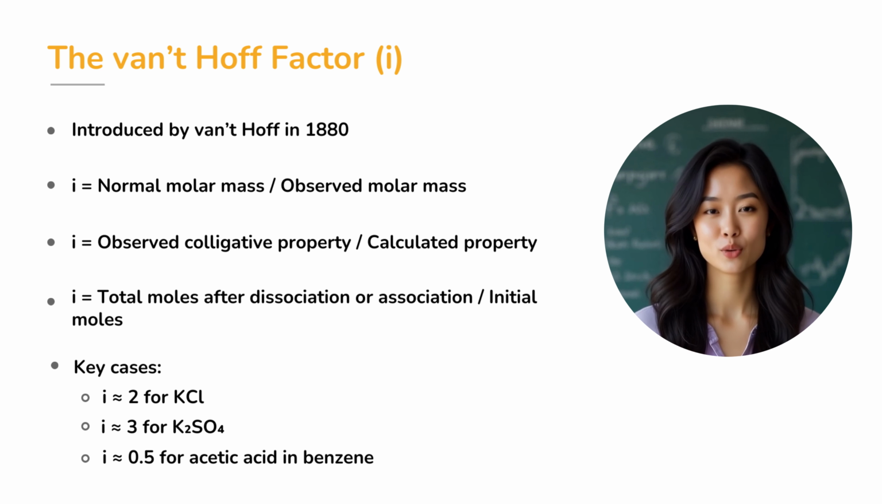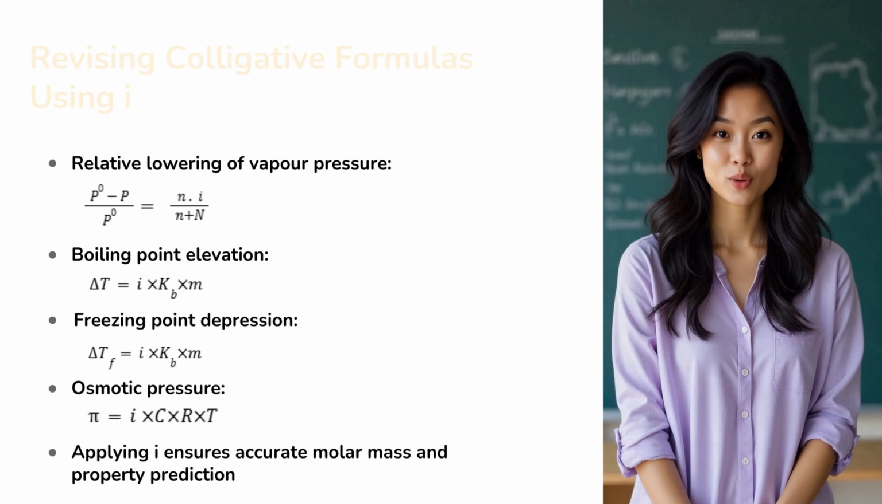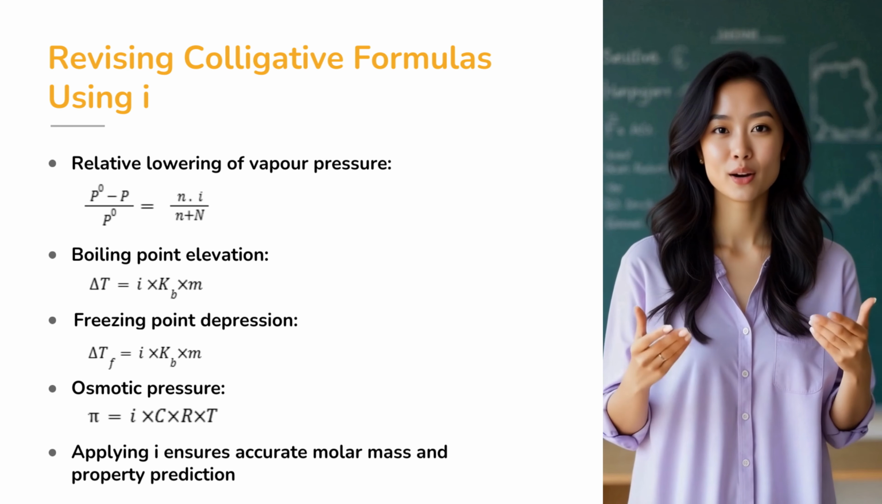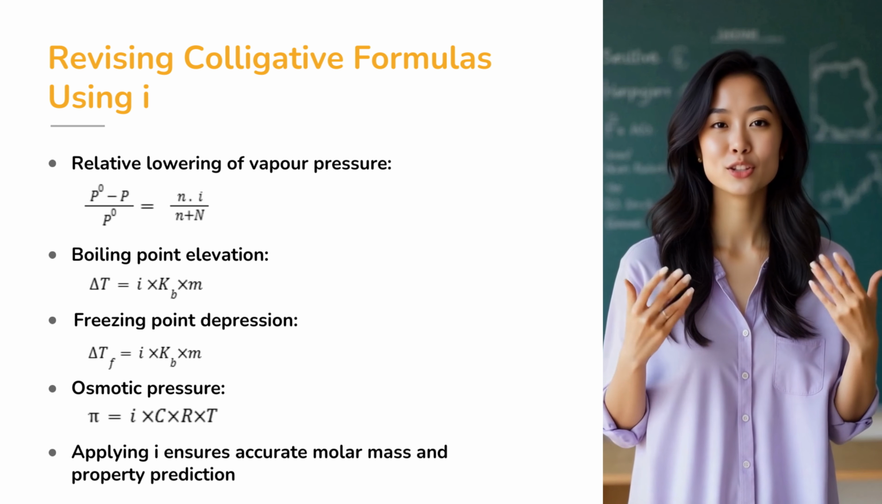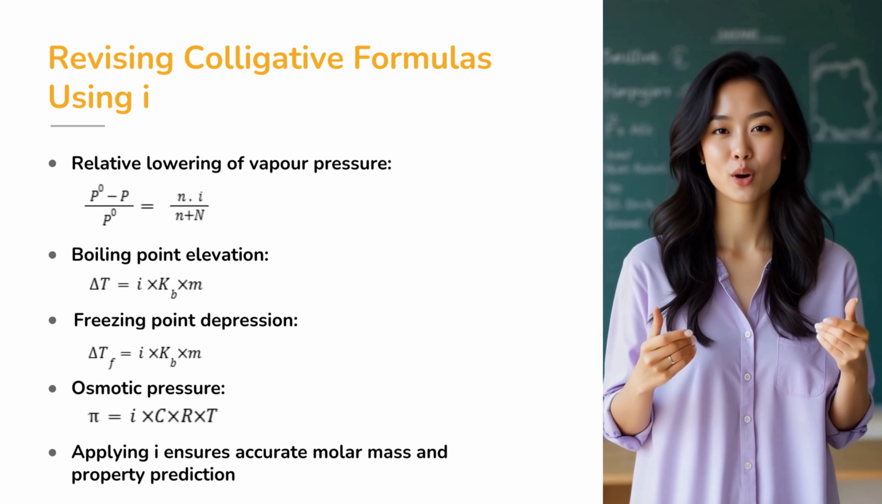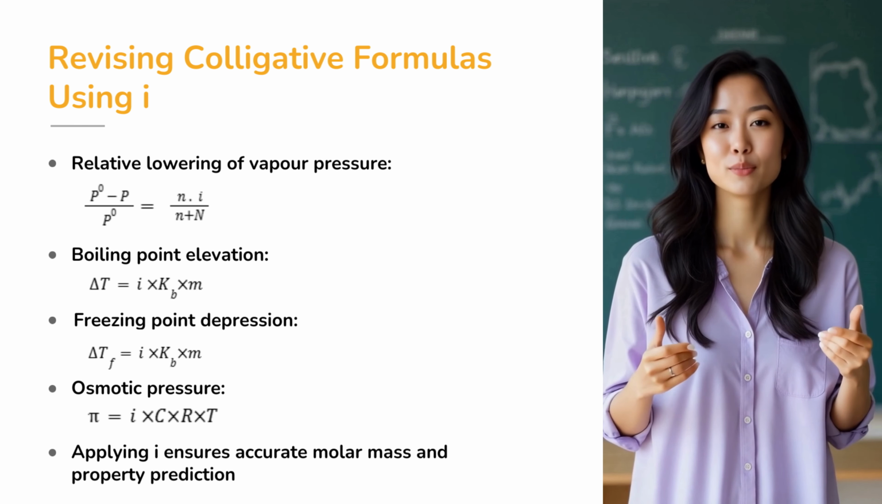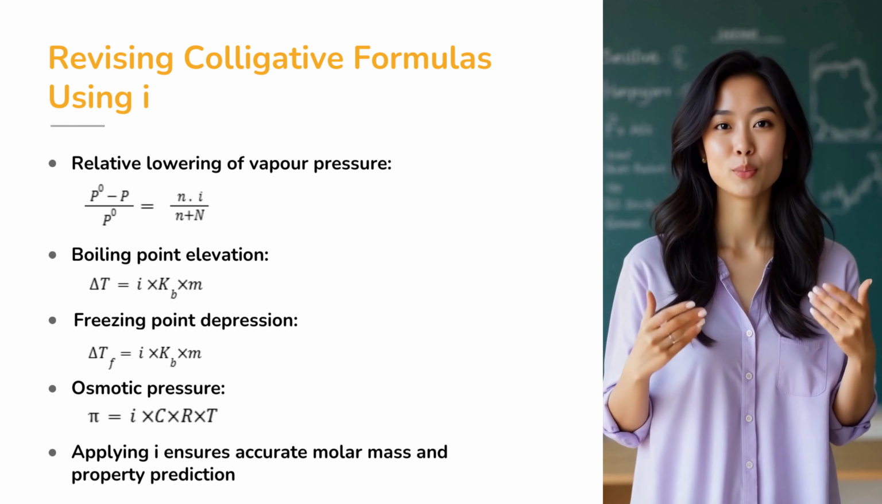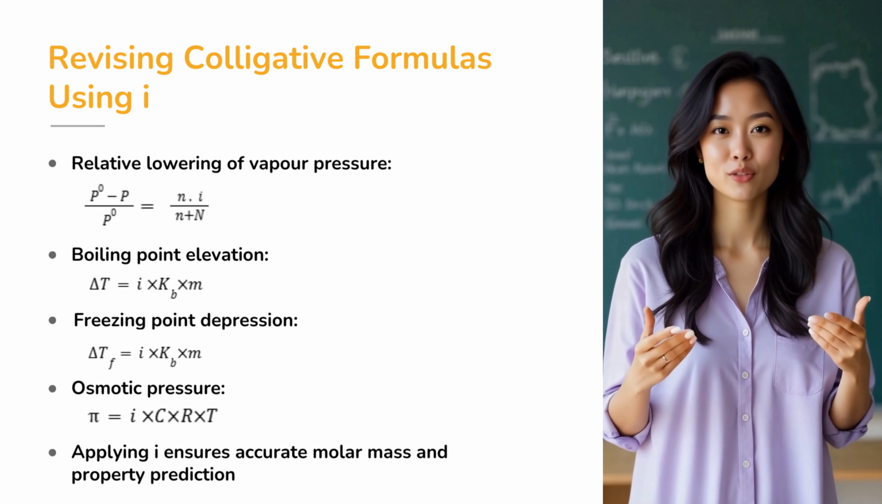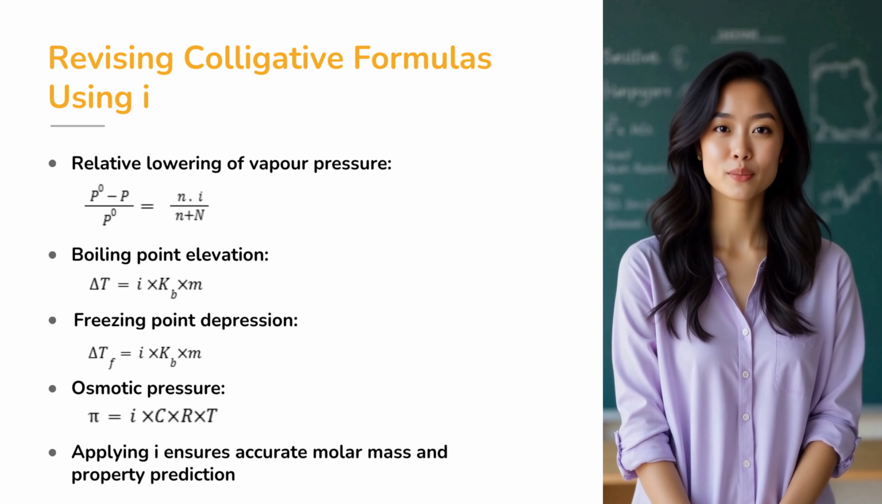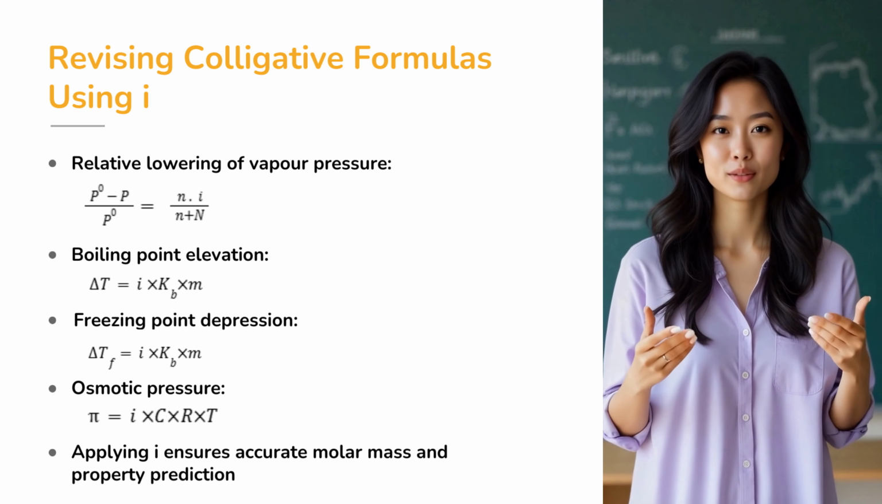Example values. For KCl, the value of i is approximately 2. For K2SO4, the value of i is approximately 3. For acetic acid in benzene, the value of i is approximately 0.5. When a solute dissociates, breaking into ions, or associates, combining into larger units, the number of solute particles changes. Since colligative properties depend directly on the number of solute particles, this change affects the observed values like boiling point elevation, freezing point depression, vapor pressure lowering, and osmotic pressure.